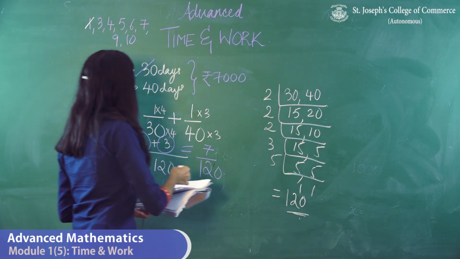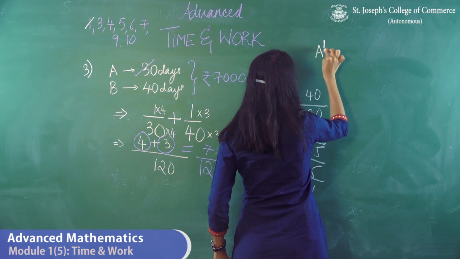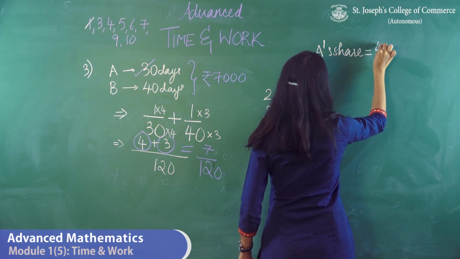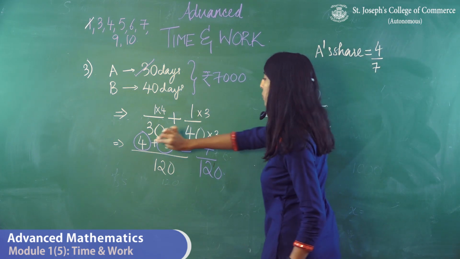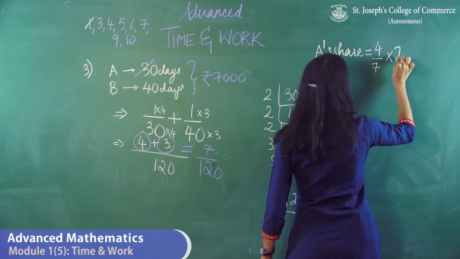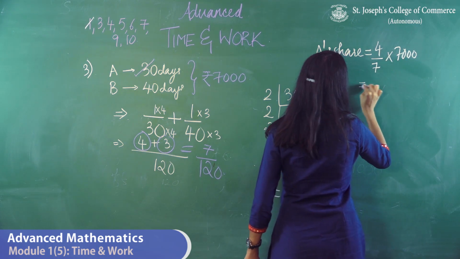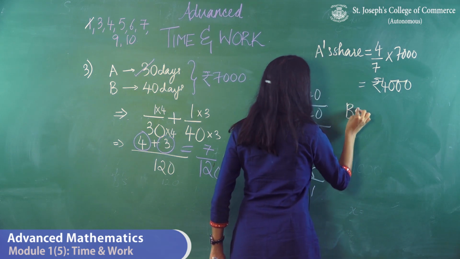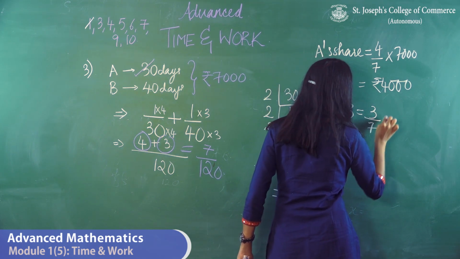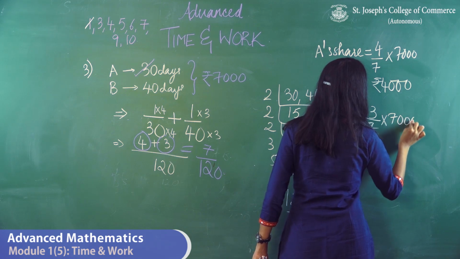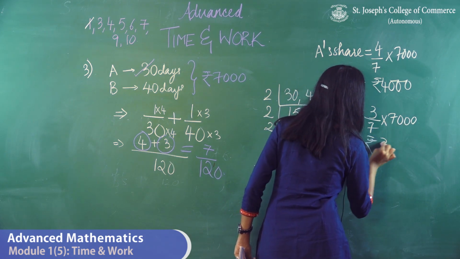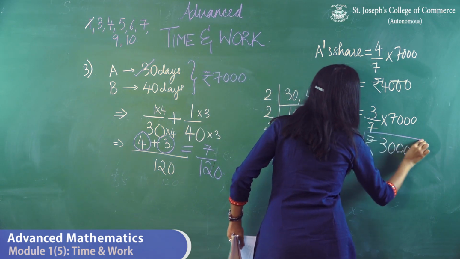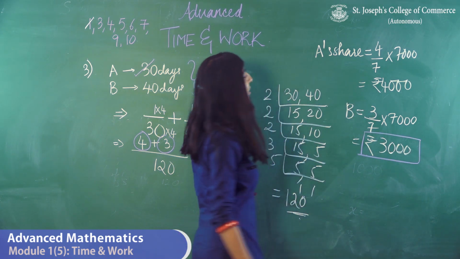Okay? So, now A's share would be 4 by 7, 7 because 4 plus 3. 4 by 7 into 7,000, which is equal to rupees 4,000, while B gets 3 by 7 into 7,000, which is equal to rupees 3,000. So, your answer for this is rupees 3,000 because that is B's share.